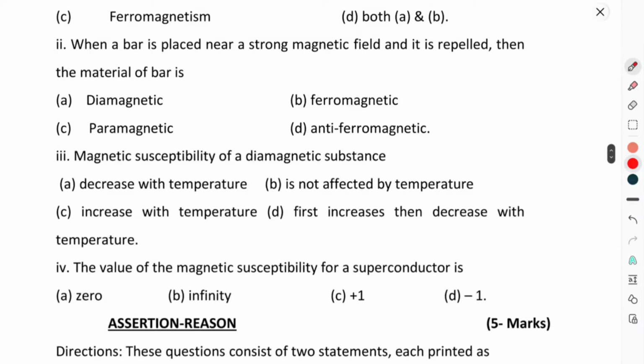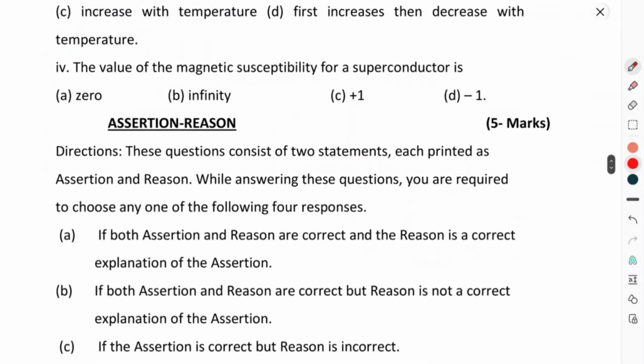Question number 2. When a bar placed near a strong magnetic field is repelled, then the material of the bar is. Magnetic susceptibility of diamagnetic substance. Question number 4, the value of the magnetic susceptibility of a superconductor is. So now we have to come to the assertion reason questions.